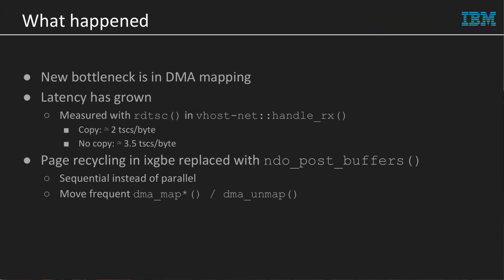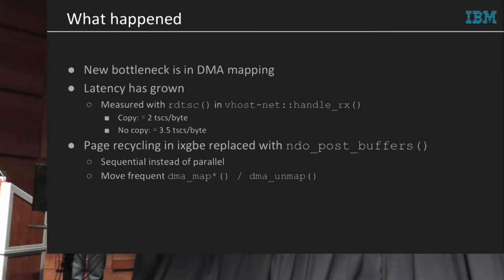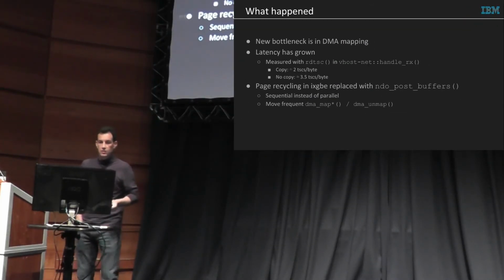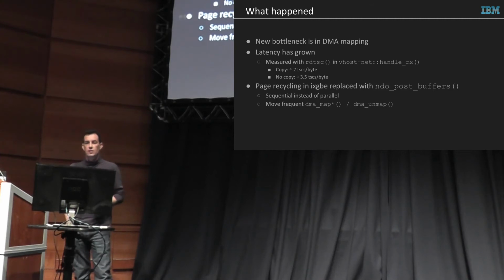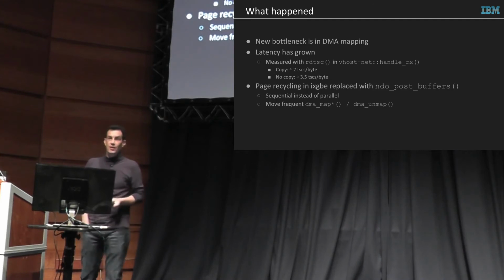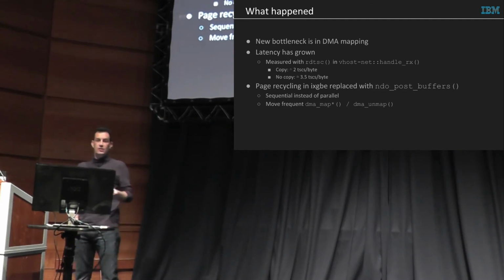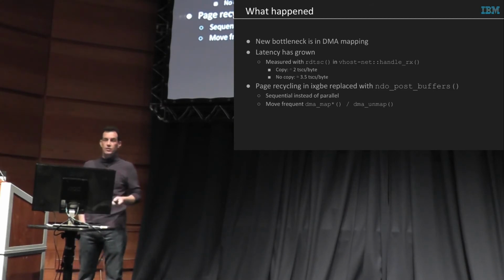So in the end, we got to some really hacky measurements. We added RDTSC in vhost handle RX, and it appears that copy works faster than what we were trying to achieve. Copy takes about 2 cycles per byte, and with the translation of the descriptors and the DMA map and unmap it takes about 3 and 5 cycles per byte.